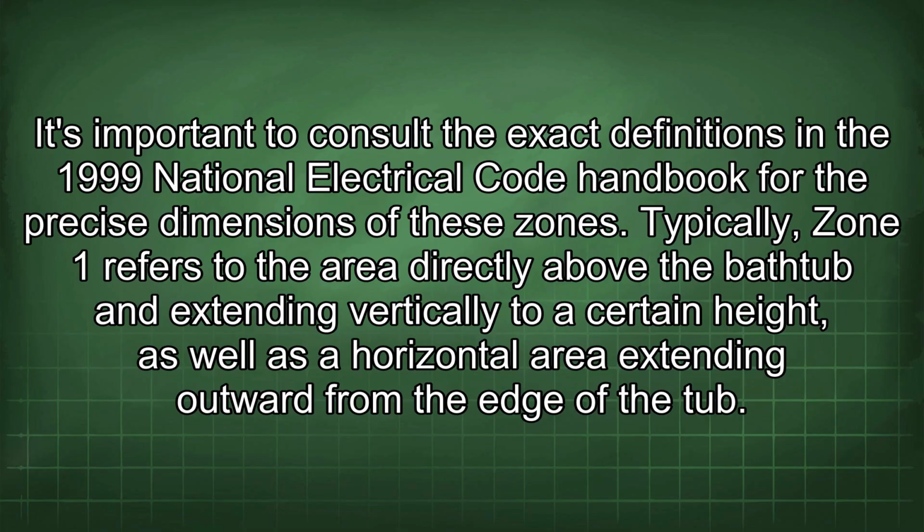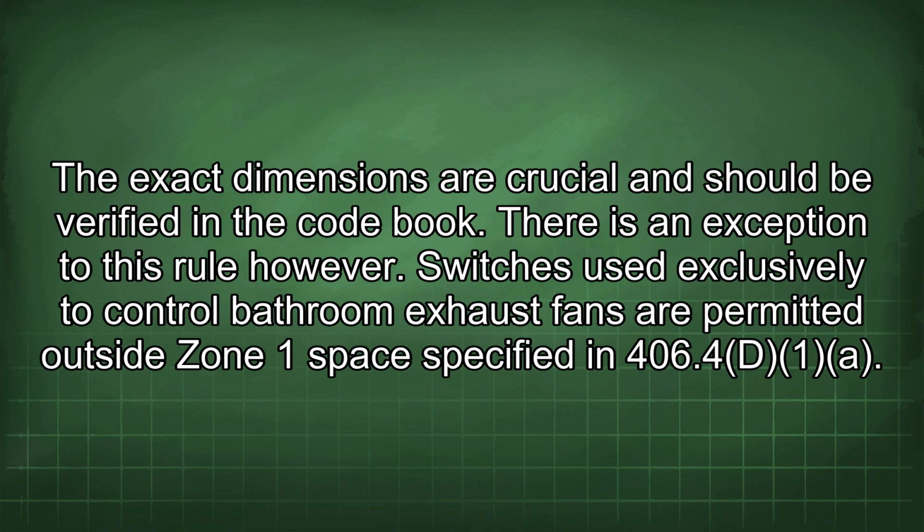It's important to consult the exact definitions in the 1999 National Electrical Code Handbook for the precise dimensions of these zones. Typically, Zone 1 refers to the area directly above the bathtub and extending vertically to a certain height, as well as a horizontal area extending outward from the edge of the tub. The exact dimensions are crucial and should be verified in the codebook.